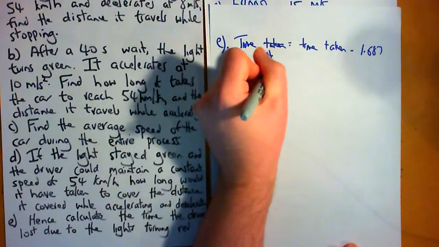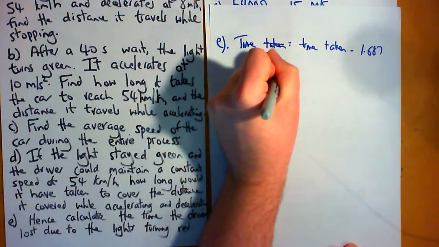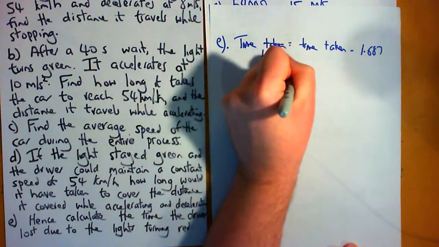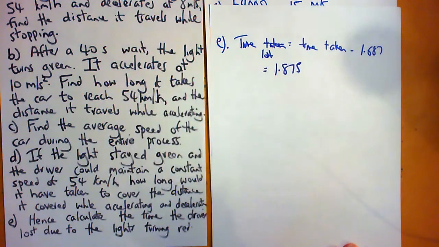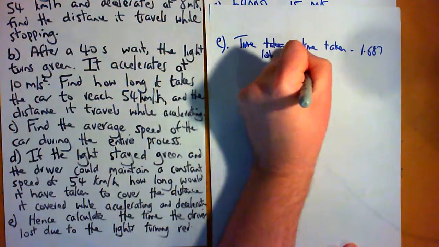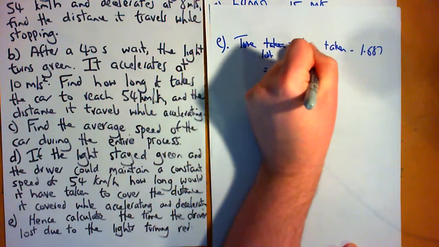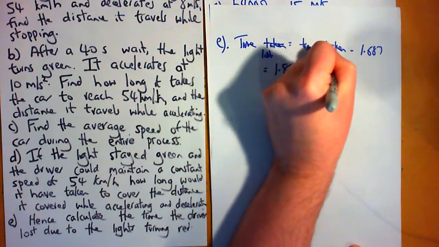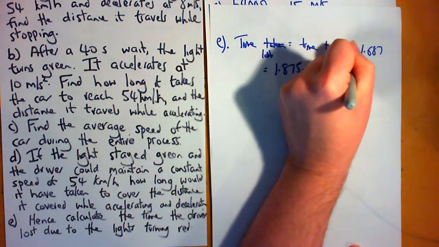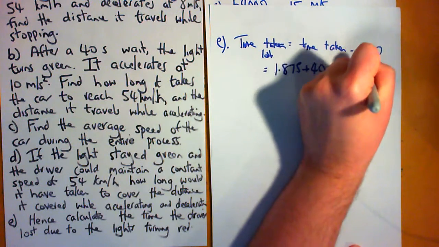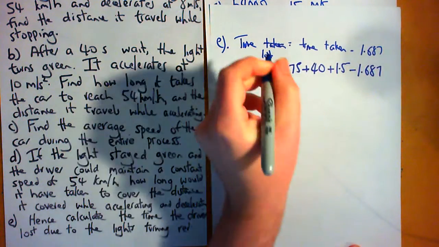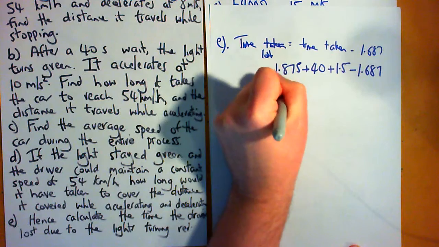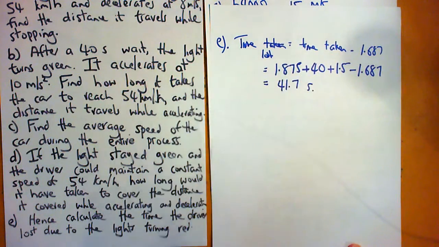So the time taken is, there was that 1.875 seconds that it took for the car to slow down when the light turned red, plus the 40-second wait, plus the 1.5 seconds to get back up to speed, minus 1.687 seconds, giving you 41.7 seconds.